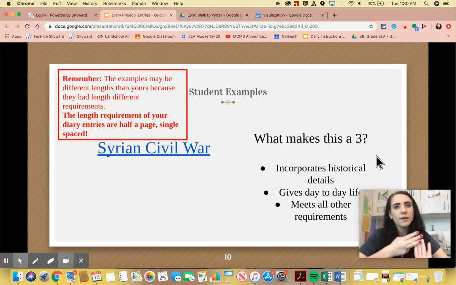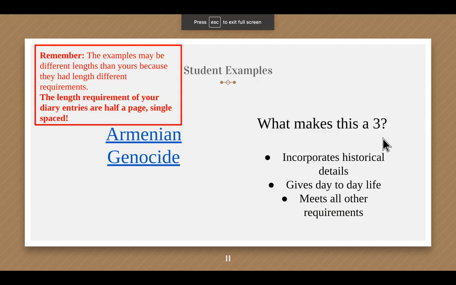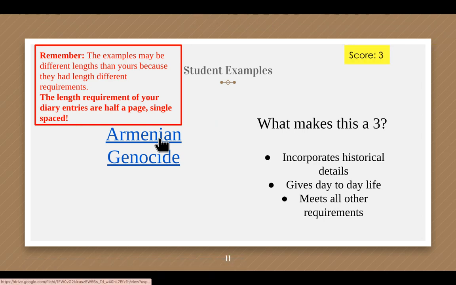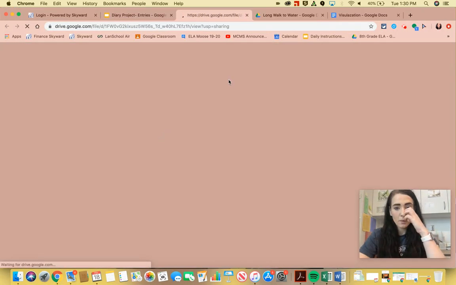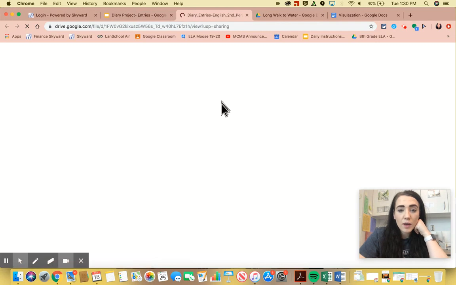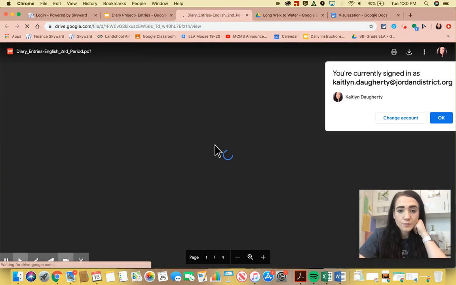She gave me a little bit of their day-to-day life. She told me about their friends. She told me about what she likes to do. And then she also had the name and age of her person, as well as the historic details and the day-to-day life. So let's look at another example of a 3. This one's about the Armenian Genocide.